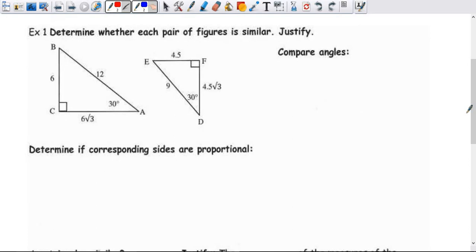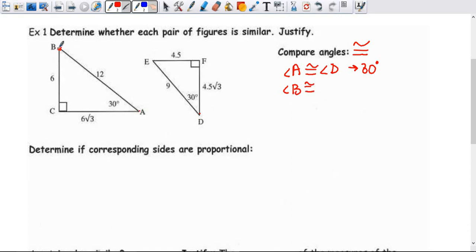So example number 1, we're going to figure out whether each pair of these figures is similar. We're going to start with these two triangles. We're going to first compare angles, which should be congruent. So let's make sure that we have congruent angles. Angle A right here says it is 30. That would match up with D, which they both say they are 30 degrees. So that one works.